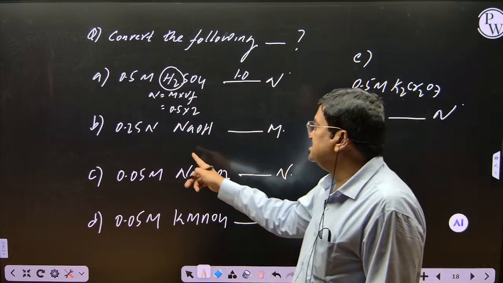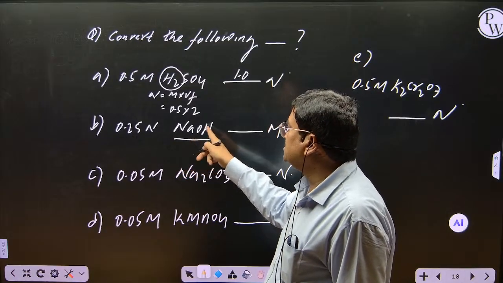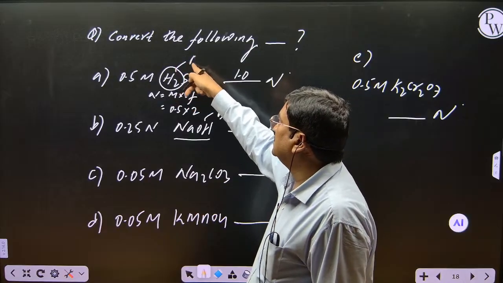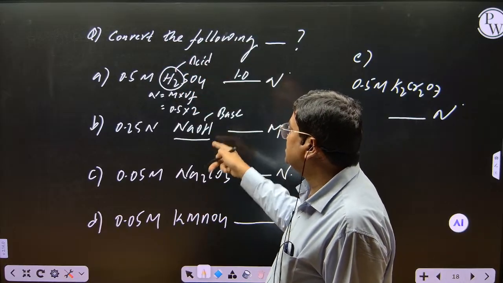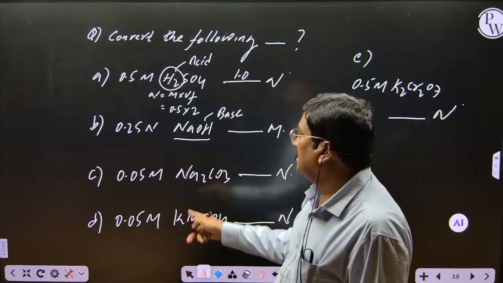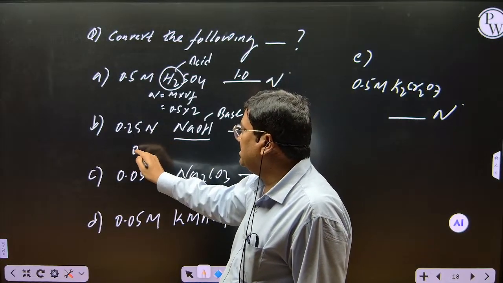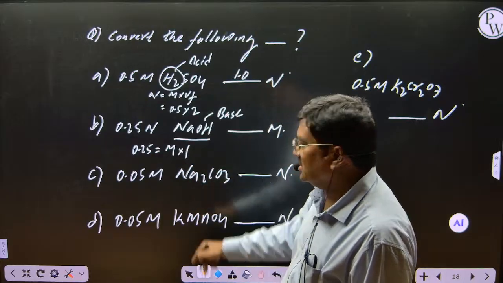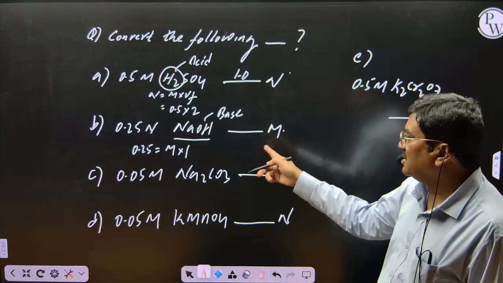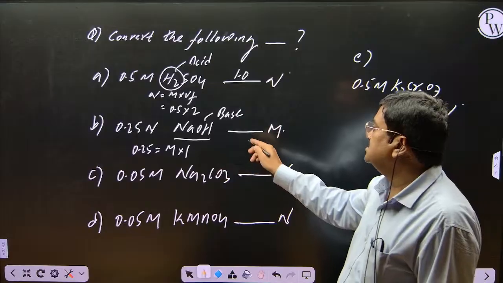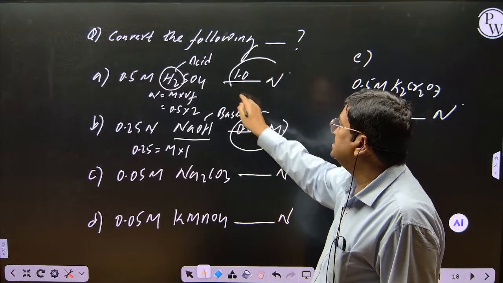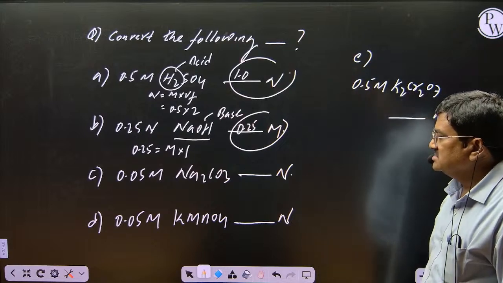Now see, this is caustic soda. What is caustic soda, students? Base. Previous one is what? Acid. Now how many replaceable OH groups are there in this? 1. Here normality is given, but we want to find molarity, so molarity into 1. Why 1? There is only 1 replaceable. So molarity and normality come the same. Check, you got the same answer, 0.25 molar.